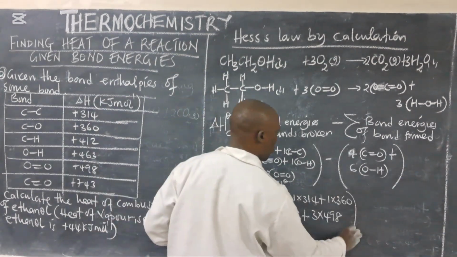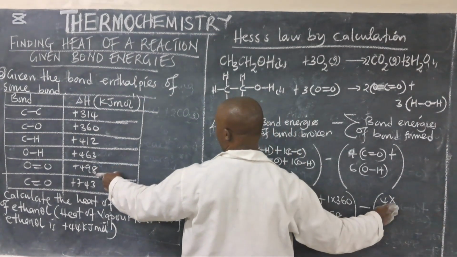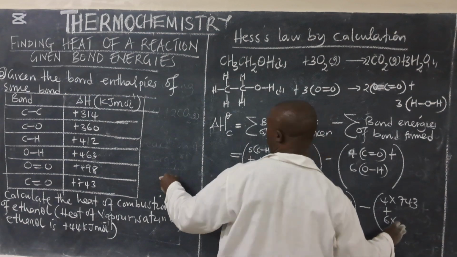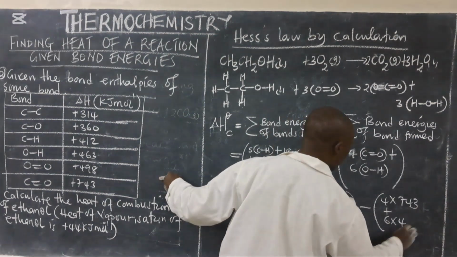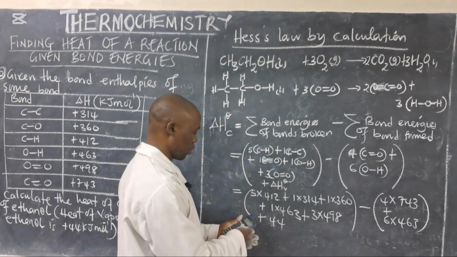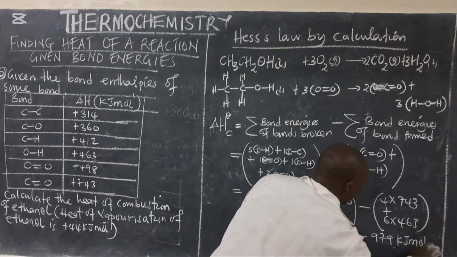So we are subtracting 4 times C double bond oxygen, that is 743. Then plus 6 times oxygen hydrogen bond, that is 463. So let's punch in the calculator. Negative 979 kilojoules per mole.